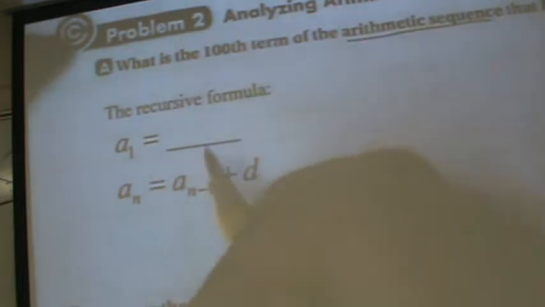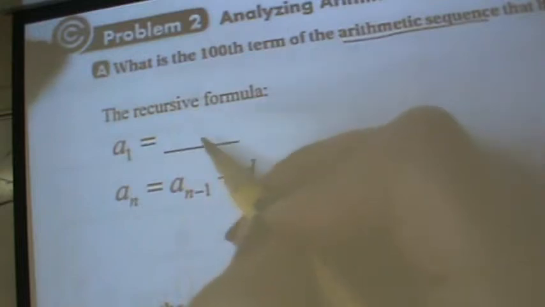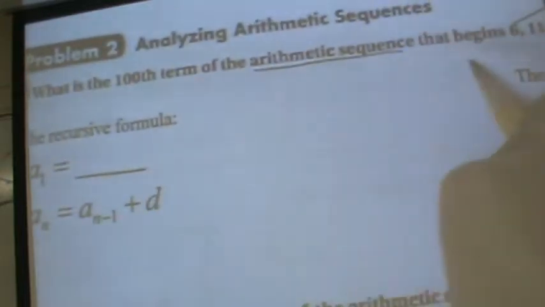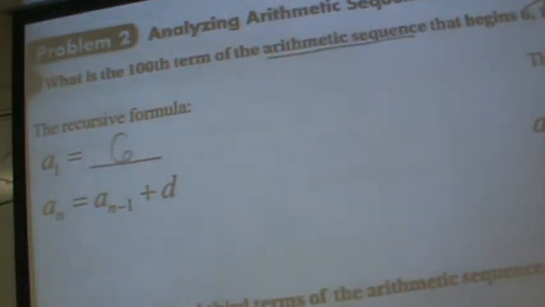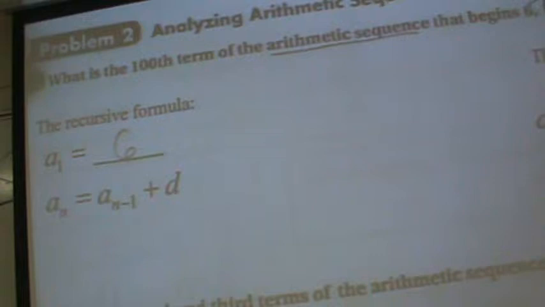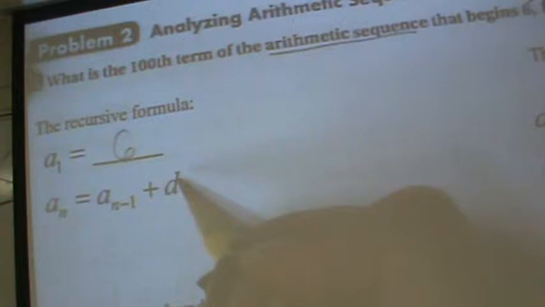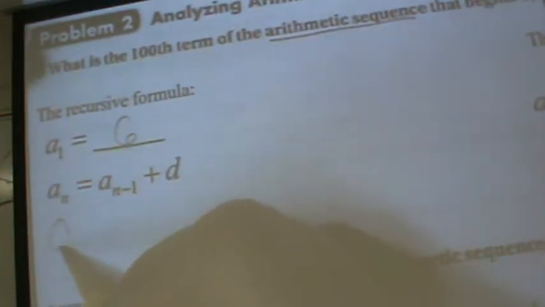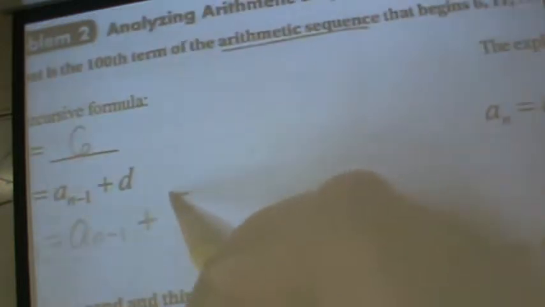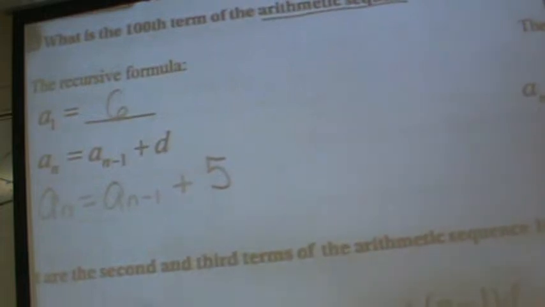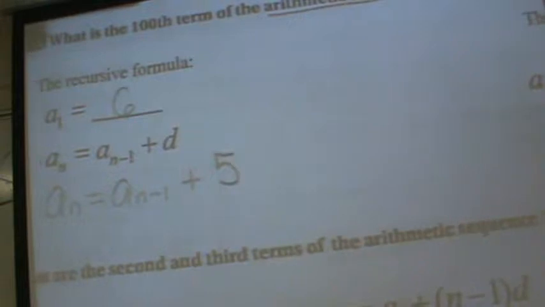So the recursive formula, you have to state the first term. If you don't, this formula doesn't make any sense. There has to be a starting point. And then instead of this D value, you're going to write 5. So that's it. It's actually this and this. That's your recursive formula. Nothing fancy about that.